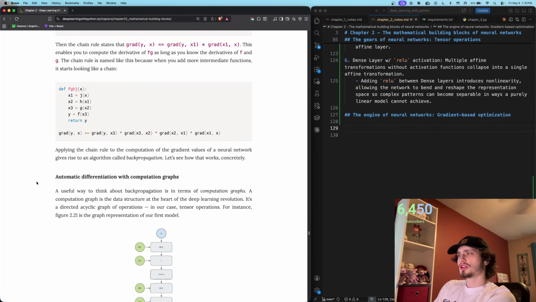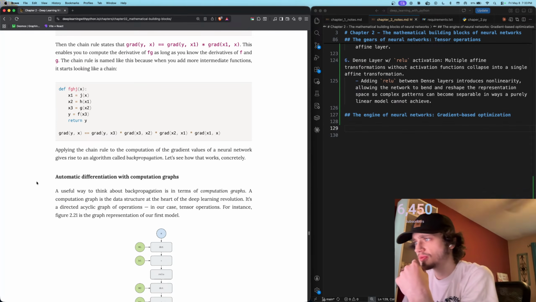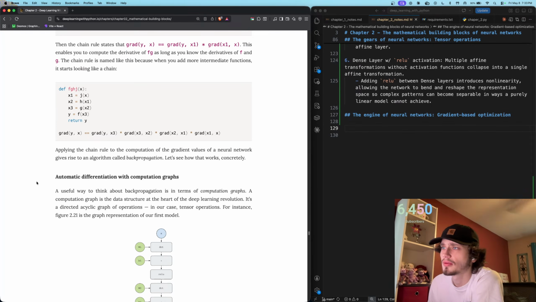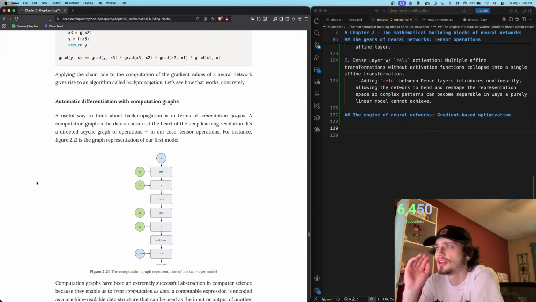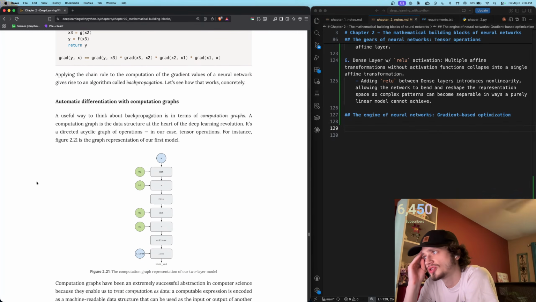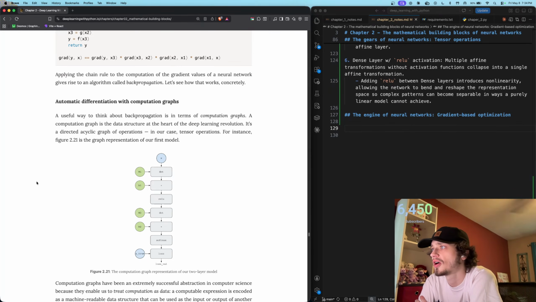Applying the chain rule to the computation of the gradient values of a neural network gives rise to an algorithm called backpropagation. Let's see how that works concretely. Automatic differentiation with computation graphs. A useful way to think about backpropagation is in terms of computation graphs. A computation graph is the data structure at the heart of the deep learning revolution. It's a directed acyclic graph of operations.